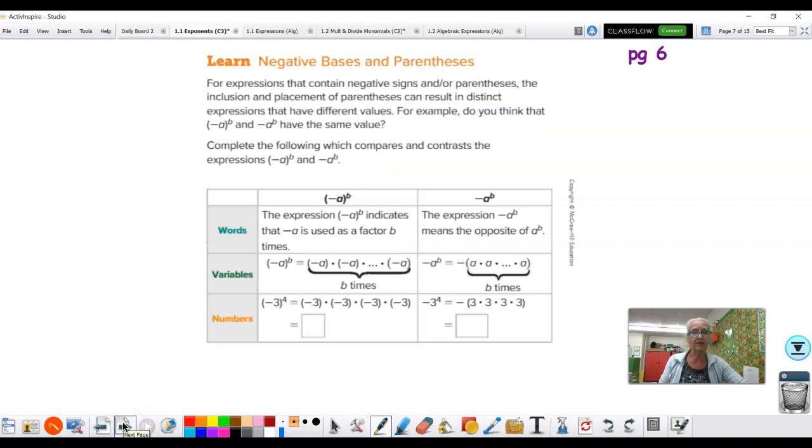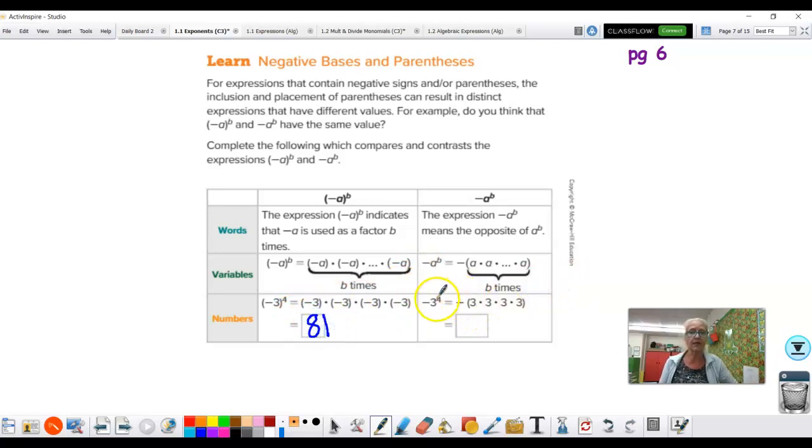Next, when we have negative bases, like down here how we have a -3, it matters if the negative base is in parentheses or out of parentheses. If the negative base is in parentheses, then the exponent acts on everything in the parentheses, which means the negative and the 3. So this would be -3 times -3 times -3 times -3, which would be a positive value because when you're multiplying 4 negatives together, your answer is going to be positive. And this is going to be positive 81.